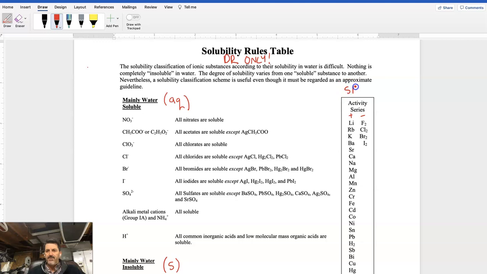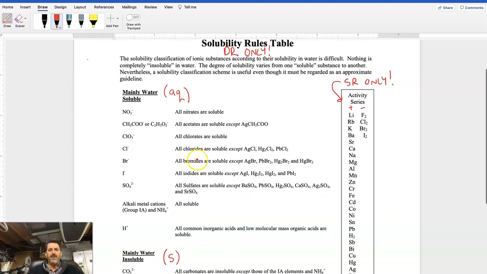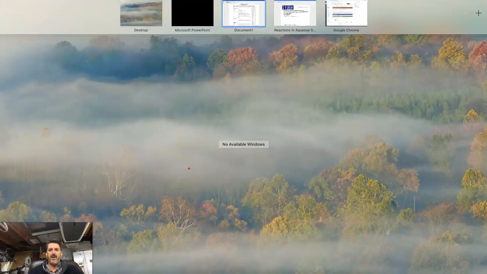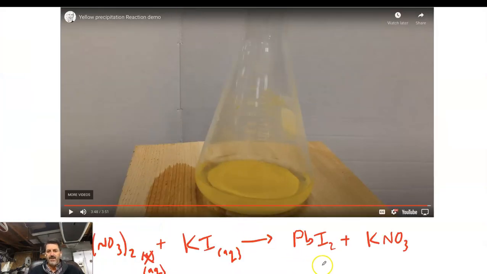Okay, the activity series over here, we're only going to use with single replacement reactions. So this box right here, just ignore it for right now. That's only for single replacement reactions. But everything else we're going to use for double replacement reactions. Okay, so if we go back to this, now I want to be able to figure this out.